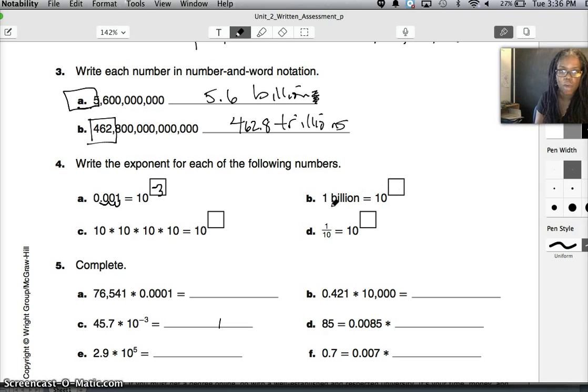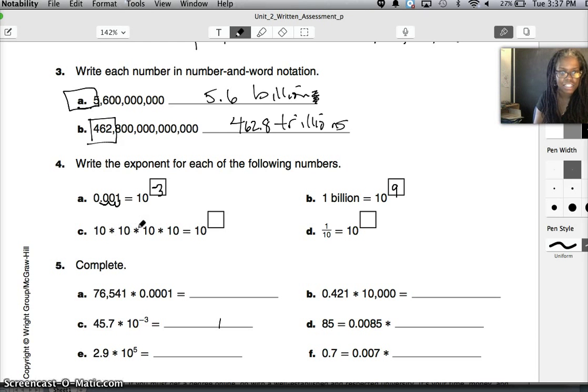Over here, 1 billion. Well, I know that 1 billion has 9 zeros after it. So that was also an indication when I'm looking at numbers that are not decimals. So if I had, let's say, 1 million, it will be 10 to the 6. If I had 1,000, how many zeros are there? 3, so it will be 10 to the 3rd. So that was a technique that I used there.